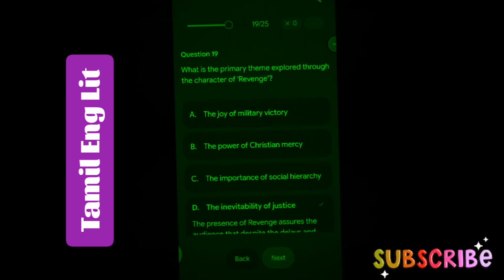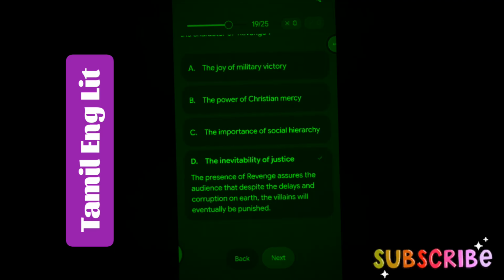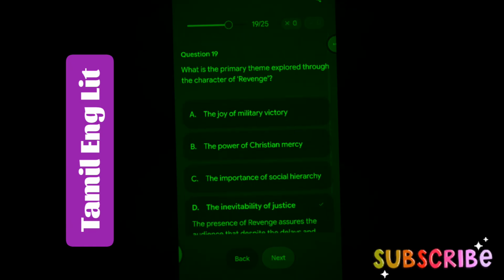What is the primary theme explored through the character of Revenge? Revenge also is a character. What is the primary theme explored through the character of Revenge? The inevitability of justice. The presence of Revenge assures the audience that despite the delays and corruption on earth, the villains will eventually be punished.